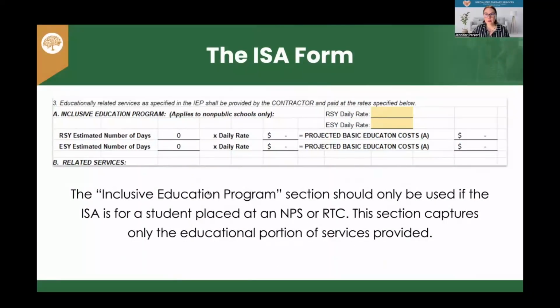Next, you'll see an inclusive education program section. This section should only be used if the ISA is for a student placed at a non-public school or residential treatment center. This section captures only the educational portion of the services provided.